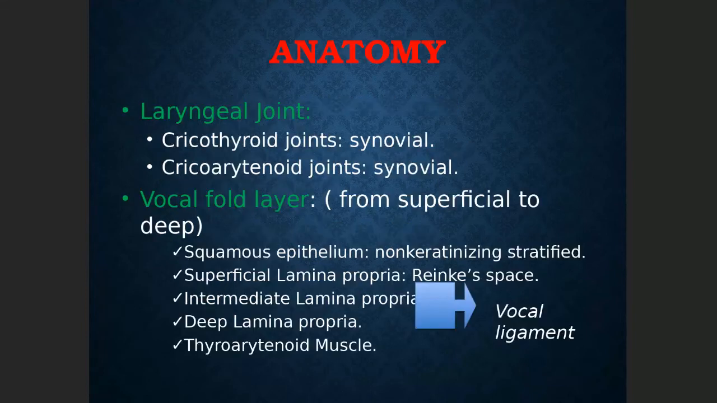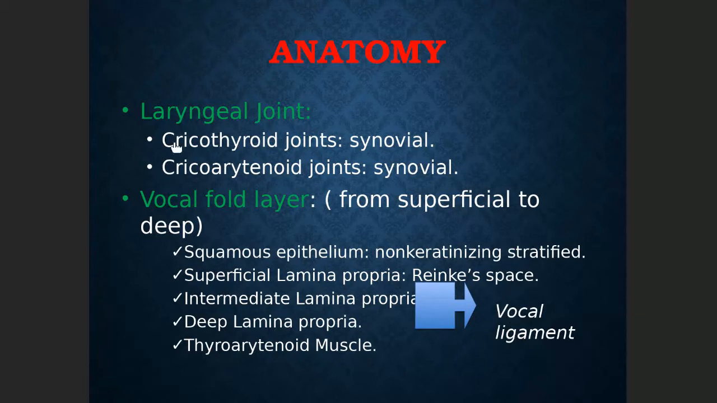More clearly, don't worry. Here again, the vocal fold layers from the superficial to the deep: we have squamous epithelium, non-keratinized stratified, superficial lamina propria, intermediate lamina propria, deep lamina propria, and the last layer is the thyroarytenoid muscle. The intermediate and deep form the vocal ligament.